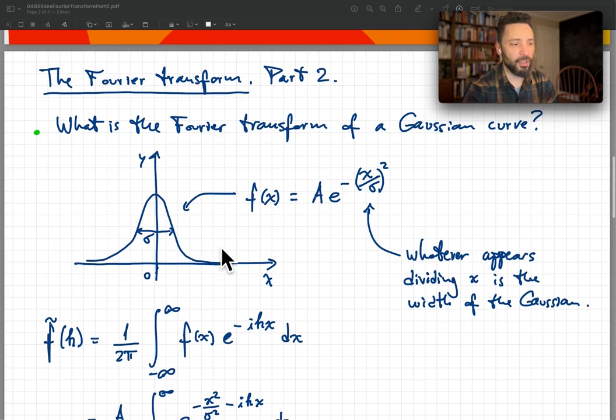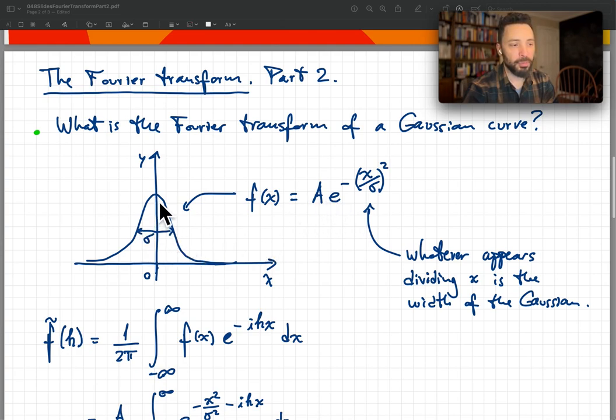Suppose we have this Gaussian curve. Whenever I say Gaussian curve, I mean something like this: a function given by some constant a times e to the minus (x divided by sigma) quantity squared. This sigma represents the width of the Gaussian. You may find sigma sometimes written outside as sigma squared, and sometimes I've written the Gaussian like e to the minus lambda x squared. It's all the same. It's just a quantity that represents the width of this Gaussian.